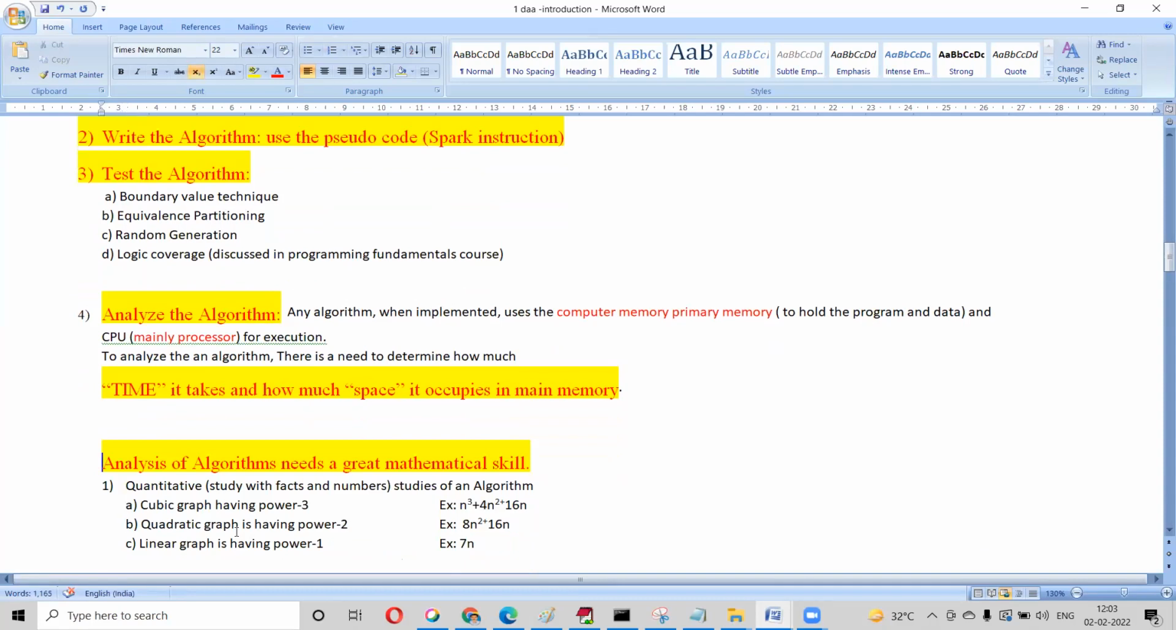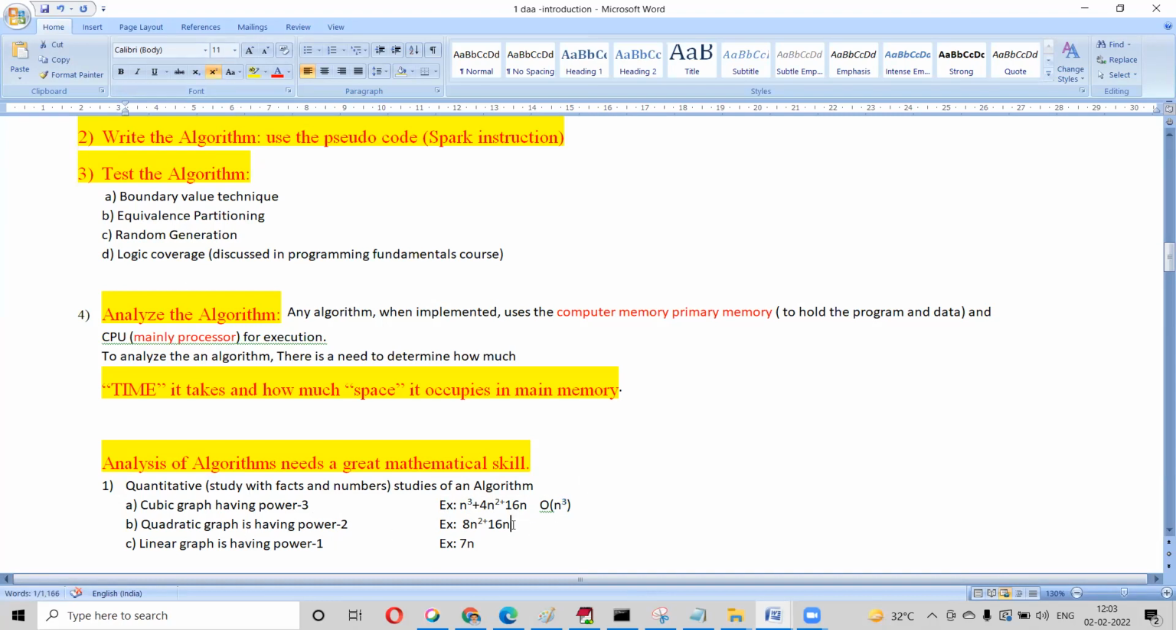Next, in order to analyze your algorithm, you must be good in mathematics. Suppose you take a cubic equation, n cube plus 4n square plus 6n. The highest power becomes your time complexity, big O of n cube. So if you take this simple cubic equation, the highest power becomes its time complexity.